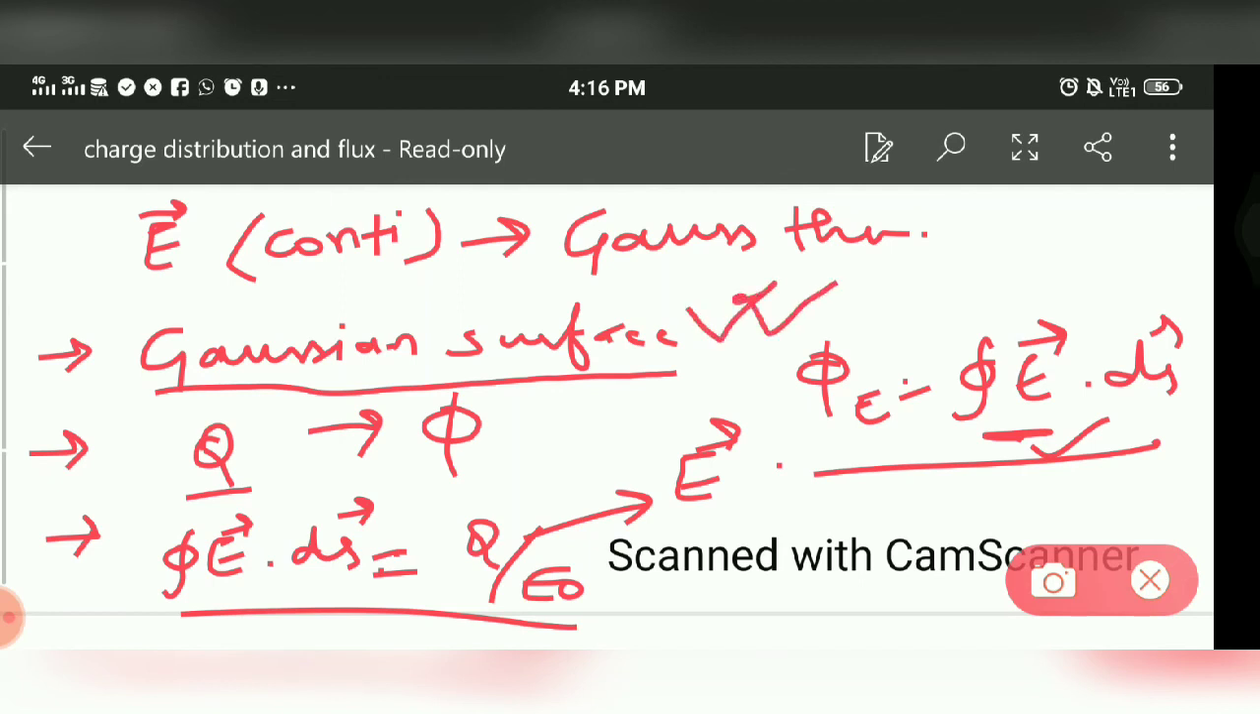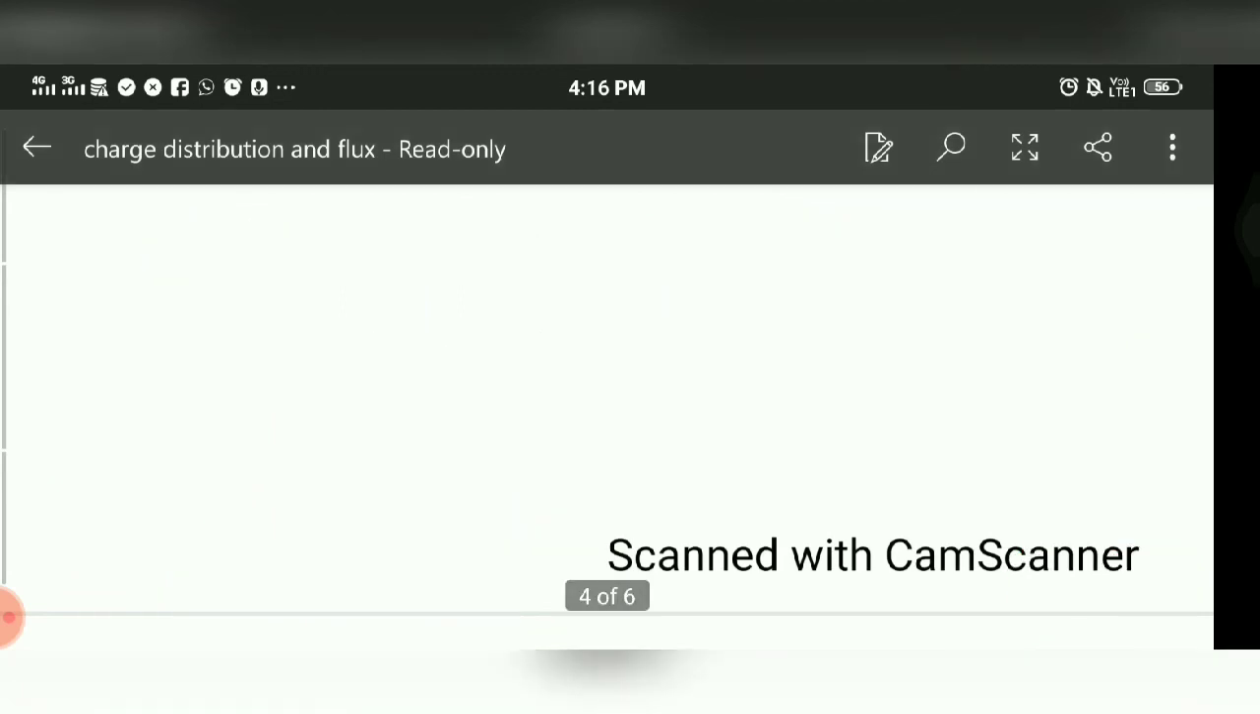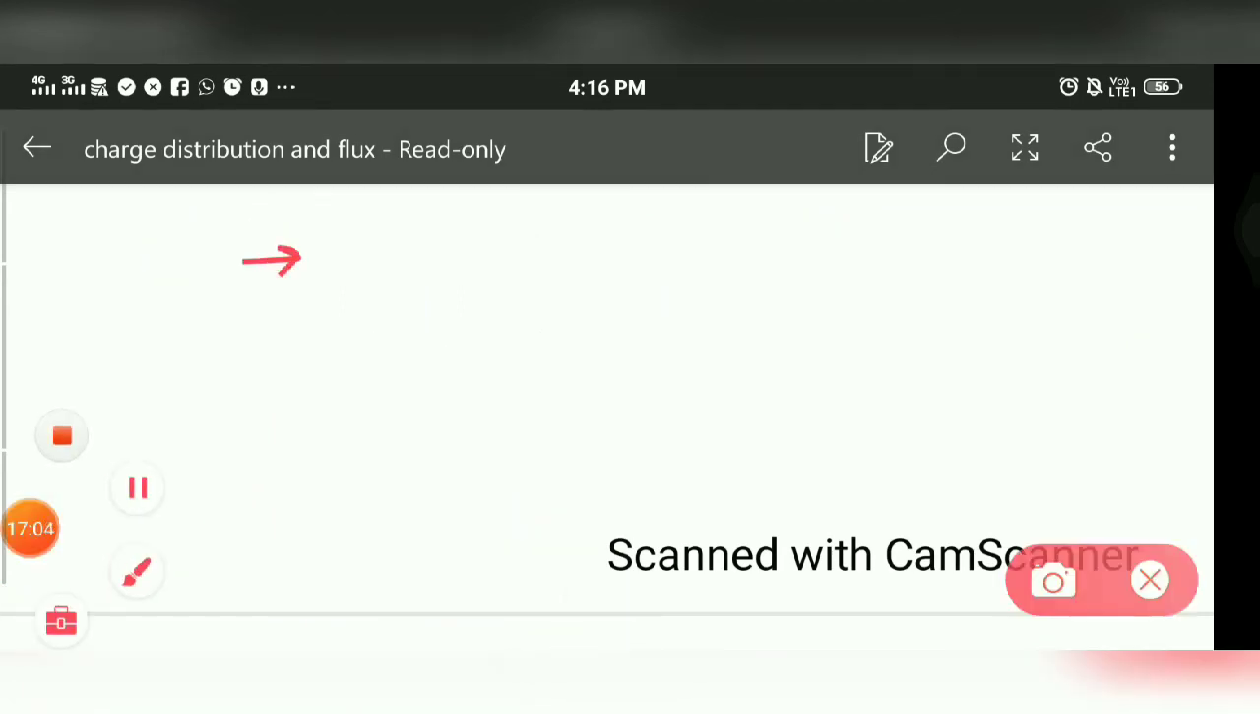Now there are some essential conditions while choosing a Gaussian surface. First of all, the Gaussian surface needs to be a closed surface.